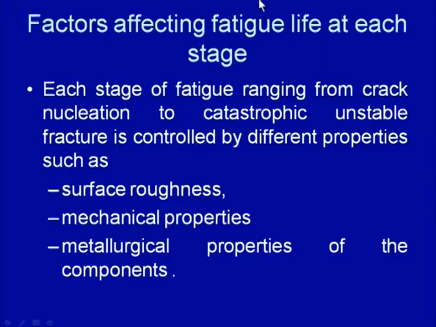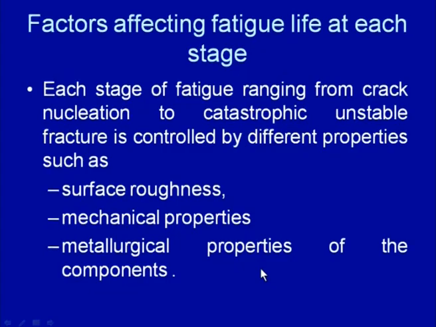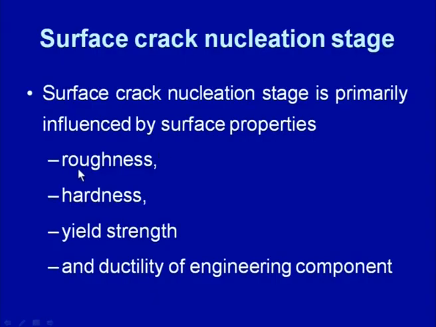So if we consider the nucleation stage, then what are the factors that affect the nucleation stage of the fatigue fracture? The factors affecting the fatigue life at each stage of the fatigue, ranging from the crack nucleation to the third stage, that is the catastrophic unstable fracture, are controlled by different properties. So properties that predominantly affect each stage of the fatigue fracture include the surface roughness, mechanical properties, and the metallurgical properties of the component. So the nucleation stage of the fatigue fracture is governed by the following surface properties, like the surface roughness.